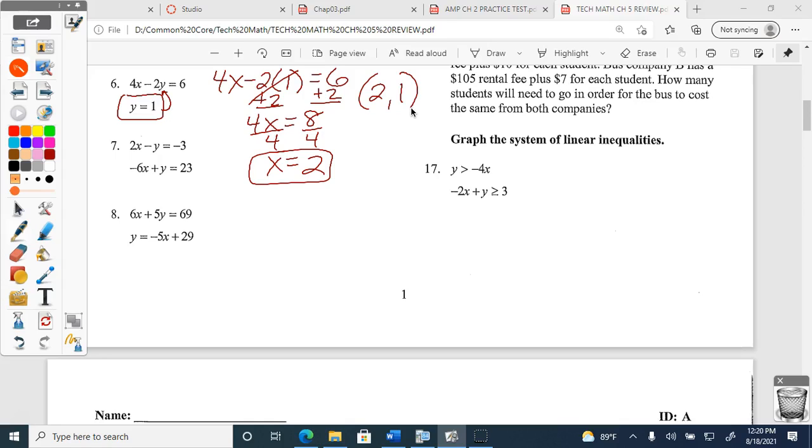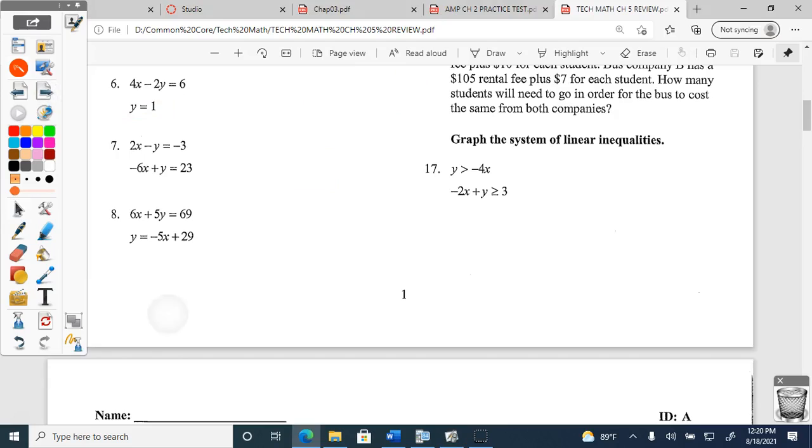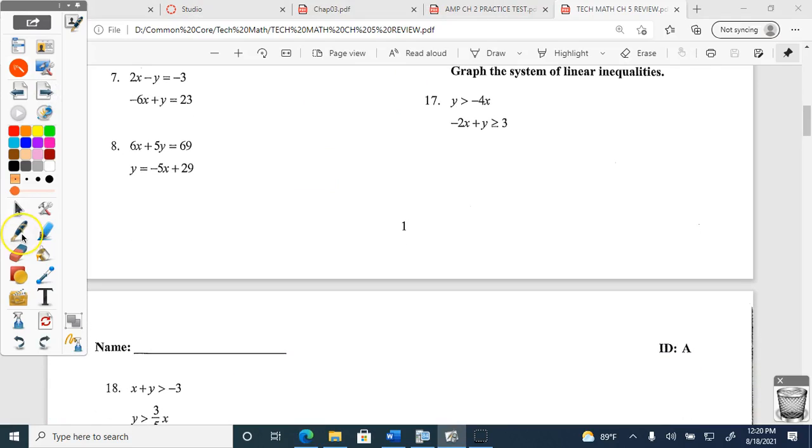Everybody good on 6? Easy peasy? Nobody said. It's okay. All right. Up to 7. Number 7, how would I work number 7? What method am I going to use? What method is it set up to use? It's definitely set up to eliminate, and it's actually a pretty easy one because can I just add them the way they are? I sure can.